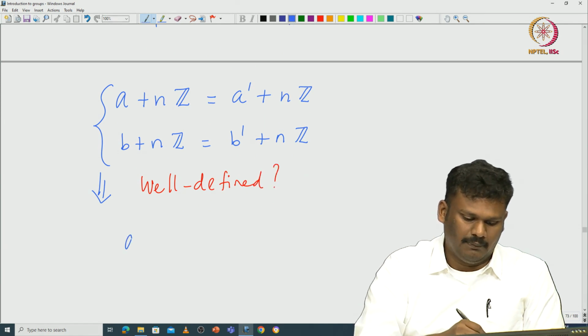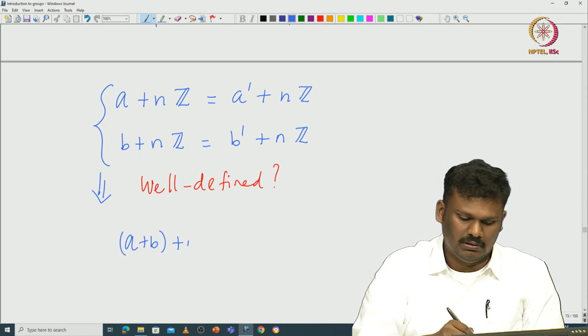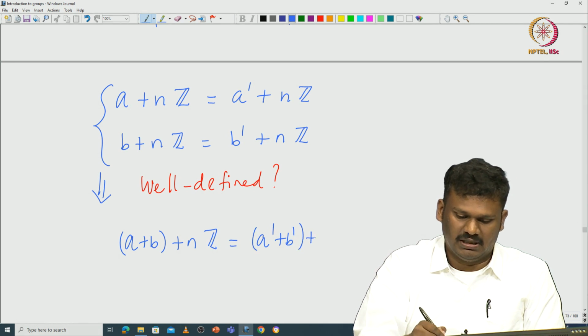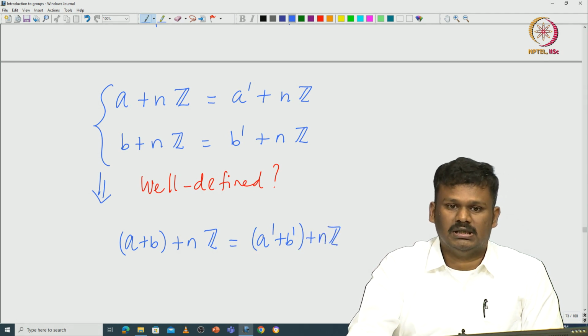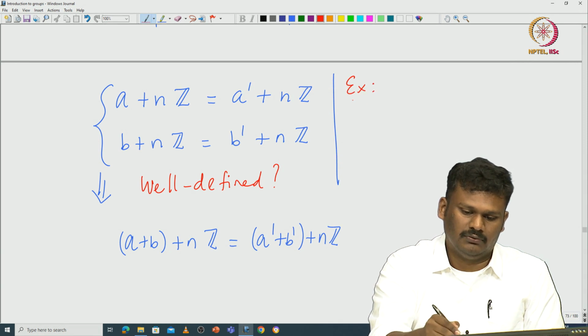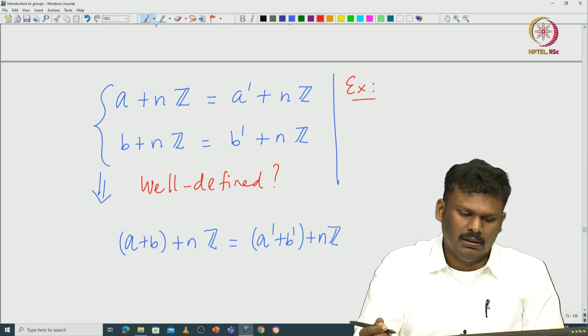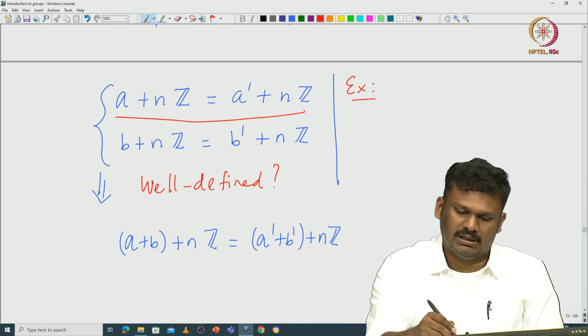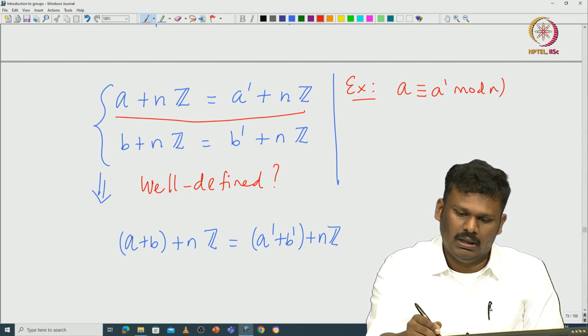That (a + nZ) + (b + nZ) is the same as (a' + nZ) + (b' + nZ). So, this is what we need to check. This is something elementary, I will leave it to you to check. You can actually verify it using elementary number theory. Basically, a + nZ being the same as a' + nZ says that a is congruent to a' modulo n, and similarly b is congruent to b' modulo n.